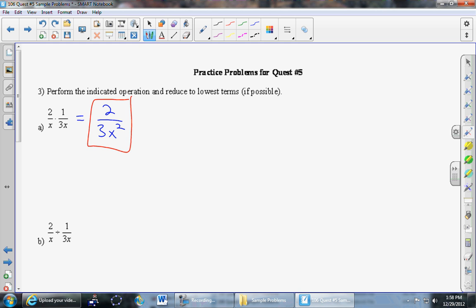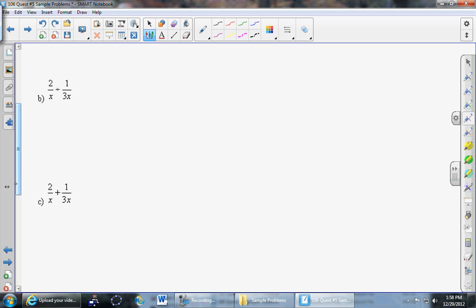Part B, 2 over x divided by 1 over 3x. Well, division is almost as nice as multiplication. First thing to do is translate it into multiplication. Keep the first fraction, change division to multiplication, and change the second fraction. Flip it over. Keep, change, flip. That's how we do division with fractions.